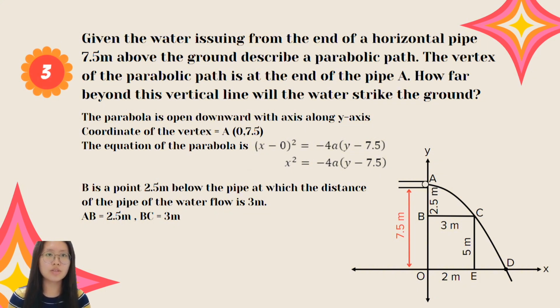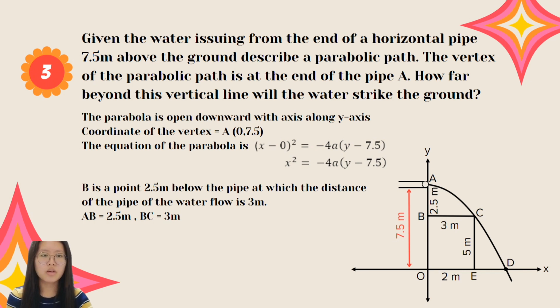Next, I'll be presenting the last question. Given the diagram, the water issuing from the end of a horizontal pipe 7.5 meter above the ground follows a parabolic path. The vertex of the parabolic path is at the end of the pipe, A, with coordinates (0, 7.5). We're going to find out how far beyond this vertical line the water will strike the ground. Given that the equation is x squared equals negative 4a times (y minus 7.5). B is a point 2.5 meter below the pipe, at which the distance of the water flow is 3 meter. So we know that from A to B is 2.5 meter, and from B to C is 3 meter.